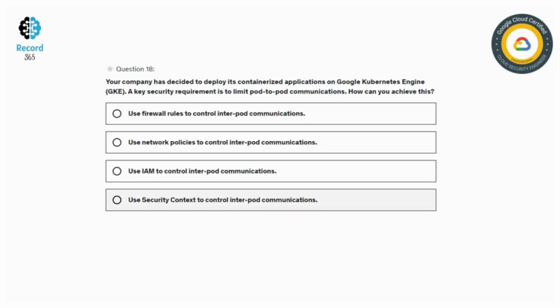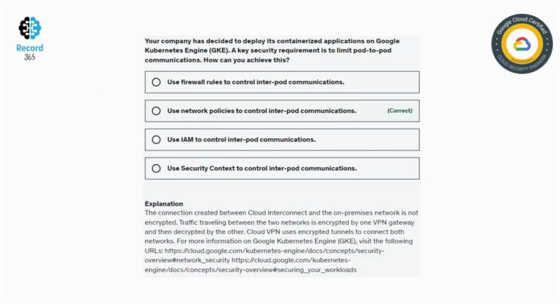The right answer is use network policy to control inter-pod communication. The connection, and here is the explanation. The connection created between the Cloud Interconnect and the on-premises network is not encrypted. Traffic traveling between the two networks is encrypted by one VPN gateway and then decrypted by the other. Cloud VPN uses an encrypted tunnel to connect both networks.